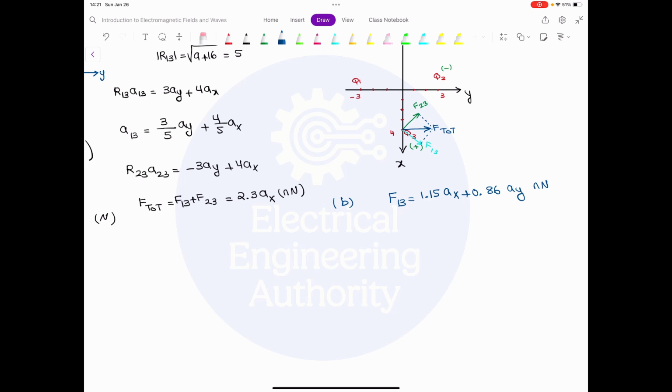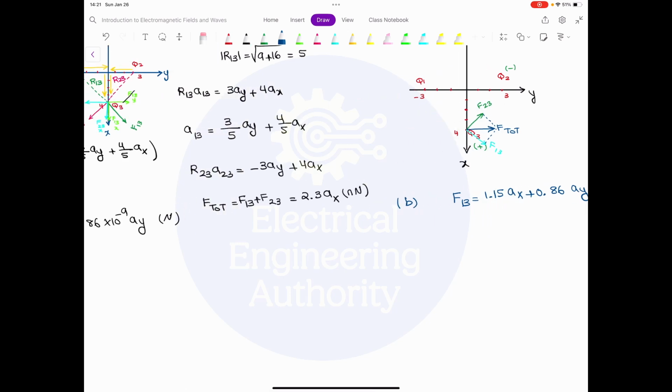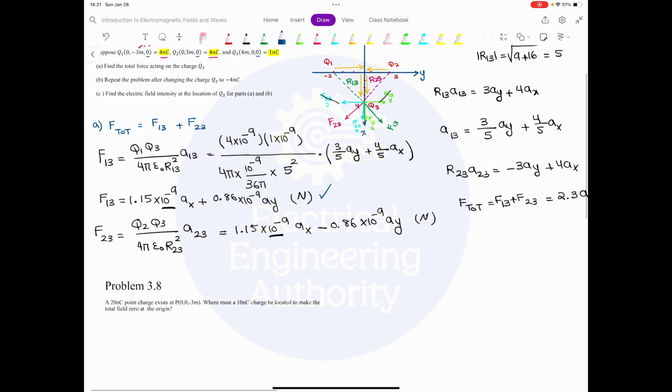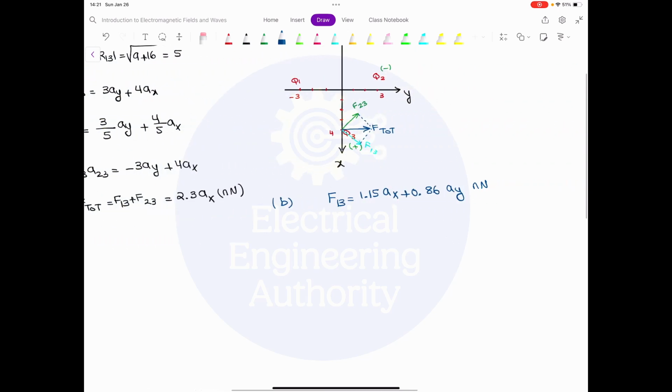F23 is the one that is changing, but how is it changing? For F23, all the dimensions and everything is the same. The only thing that changed is this Q2. Q2 is changed to negative 4 instead of positive 4. So do you agree that this F23 will be only multiplied by a negative sign? So then F23 will become the negative of the F23 that we had before. So that will be minus 1.15 AX plus 0.86 AY nanonewtons.